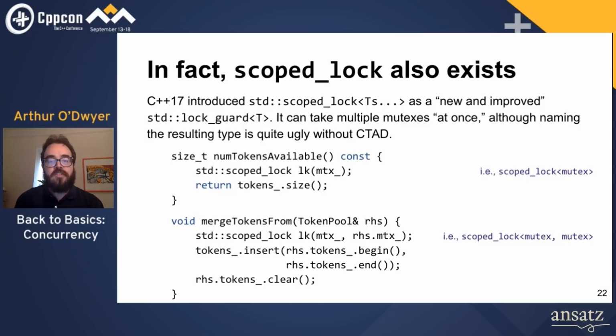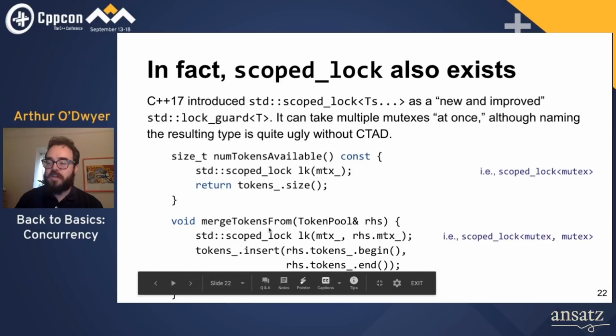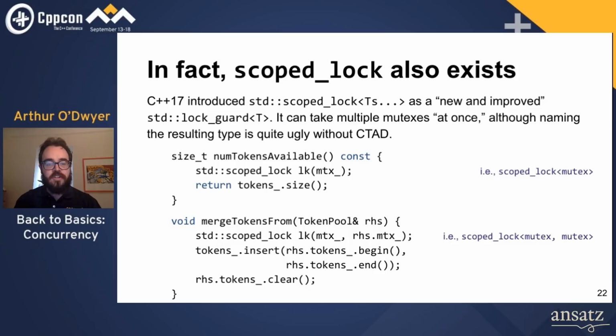By the way, there is also a std scoped_lock in C++17. It is a new and improved lock guard. It can take multiple mutexes at once, and it internally has an algorithm, usually based on sorting their addresses, to figure out what order it should lock them in. So that if you do have something like a merge_tokens_from function that takes this pointer and another token pool and wants to lock both of their mutexes.